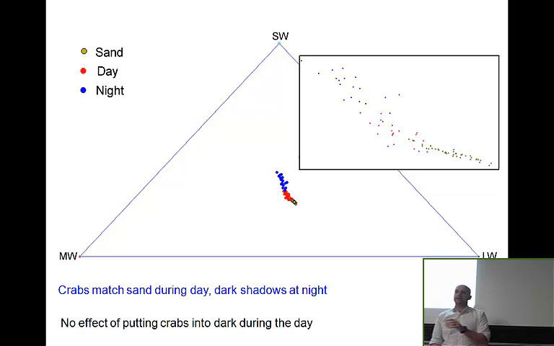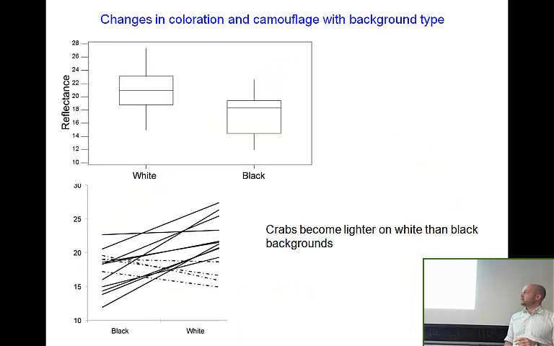And the interesting thing is, superimposed on top of this, the crabs can also change colour depending upon the substrate. So if you put them on a white background, they become lighter. If you put them on a dark background, they become darker. So they have these neat systems to enable their camouflage at different times of day and against different substrate types.